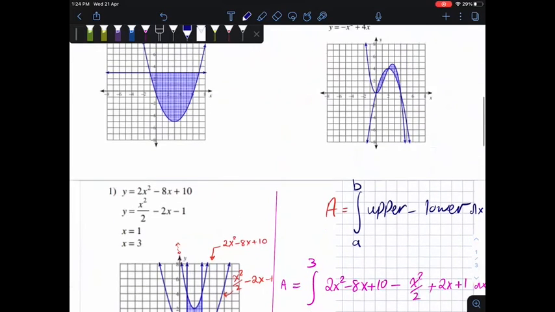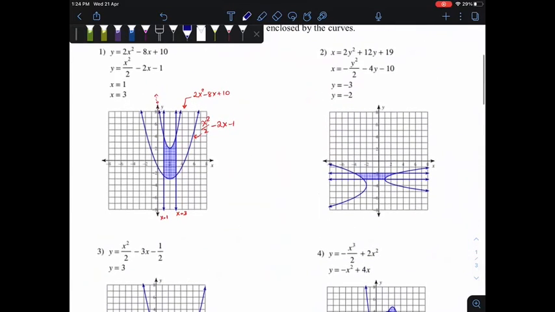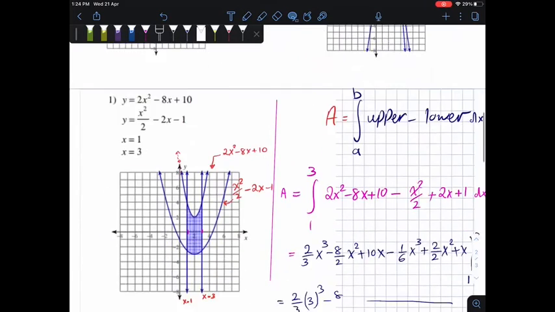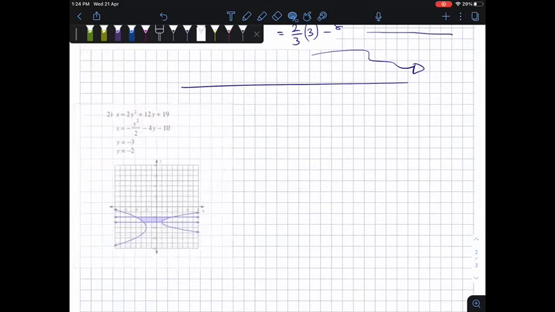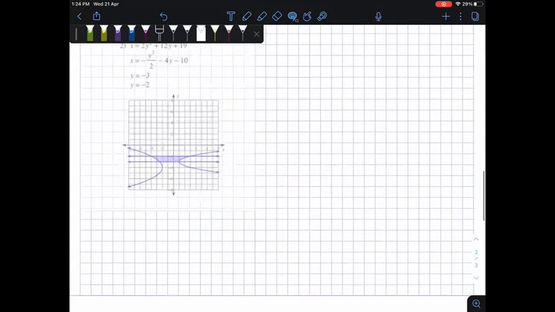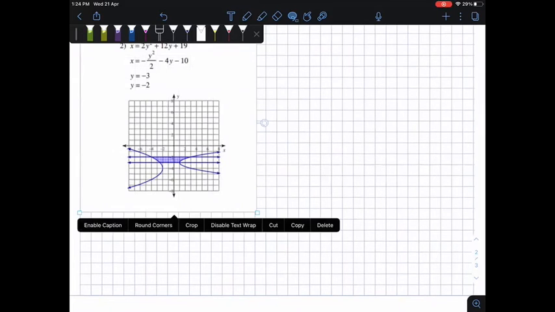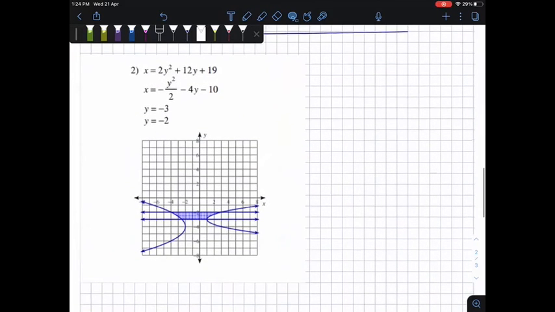Okay, let's take question 2. I will paste it here. What's the difference between question 1 and question 2? In question 2, as you see here, right and left, we use the second rule to find the area between two curves: the area equals the integral from c to d of the right function minus the left function, dy. So my limits of integration c and d should be on the y-axis, from negative 3 to negative 2.